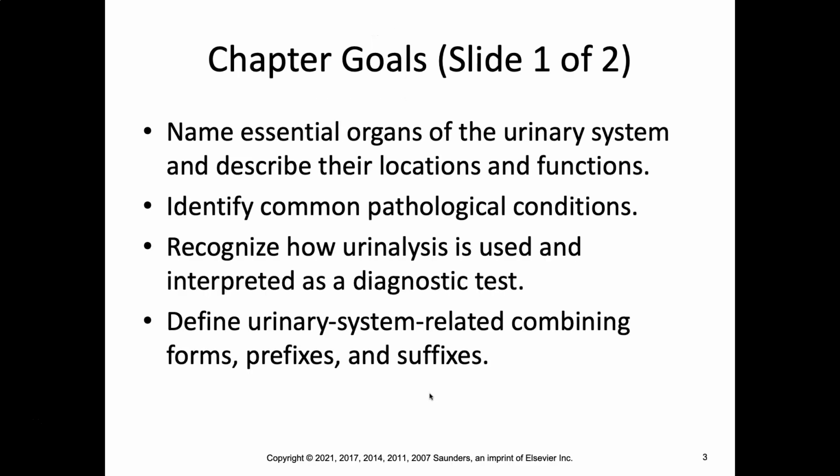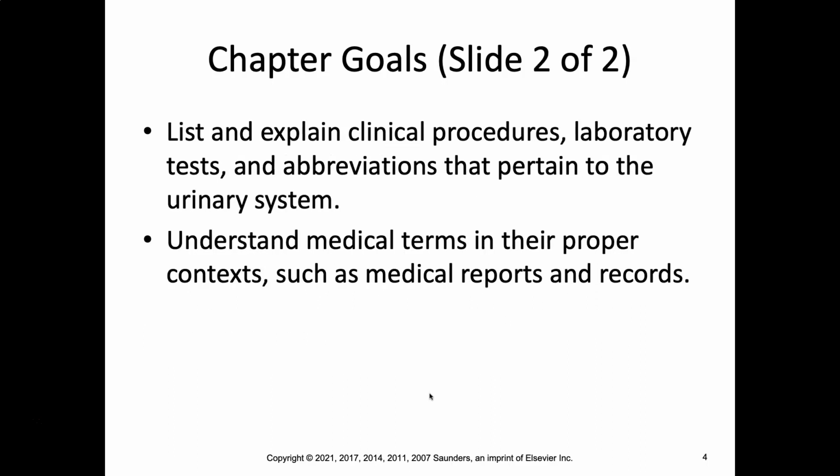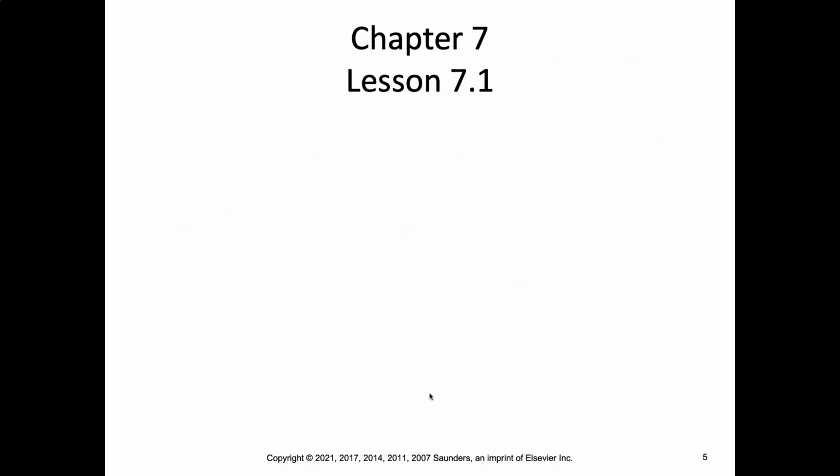In this chapter, we're going to talk about the essential organs of the system, talk about their locations and functions, look at their common pathological conditions, study how urinalysis is used and interpreted. We will definitely be taking a look at combining forms, prefixes, and suffixes as always, as well as clinical procedures, lab tests, abbreviations, and the medical terms in their proper context. So let's get going. Let's see what we've got here.